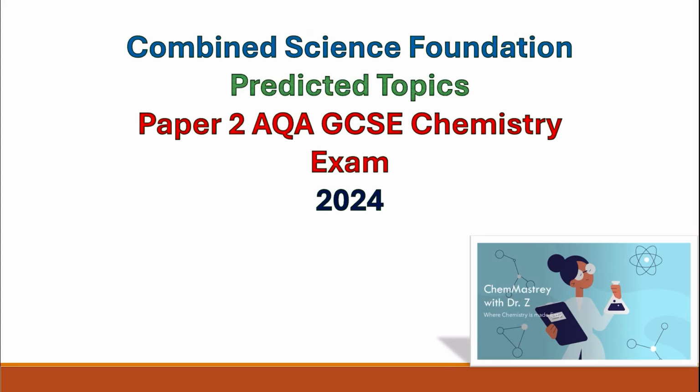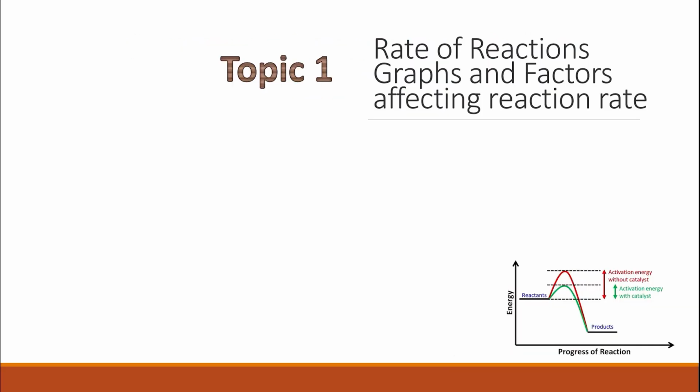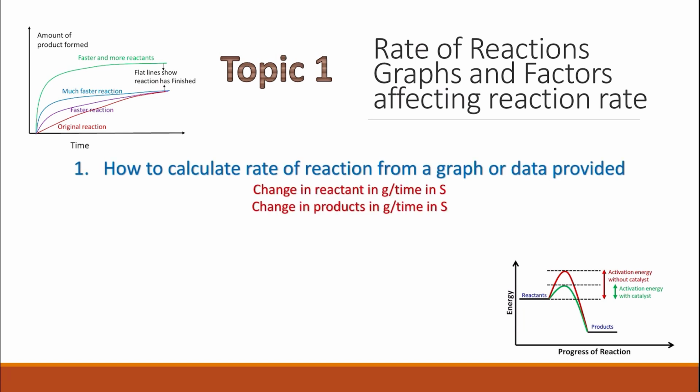Combined Science Foundation, Predicted Topics for Paper 2, AQA GCSE Chemistry Exam 2024. The first topic is the rate of reaction, graphs, and factors affecting reaction rate. You should know how to calculate the rate of the reaction from a graph or data provided.